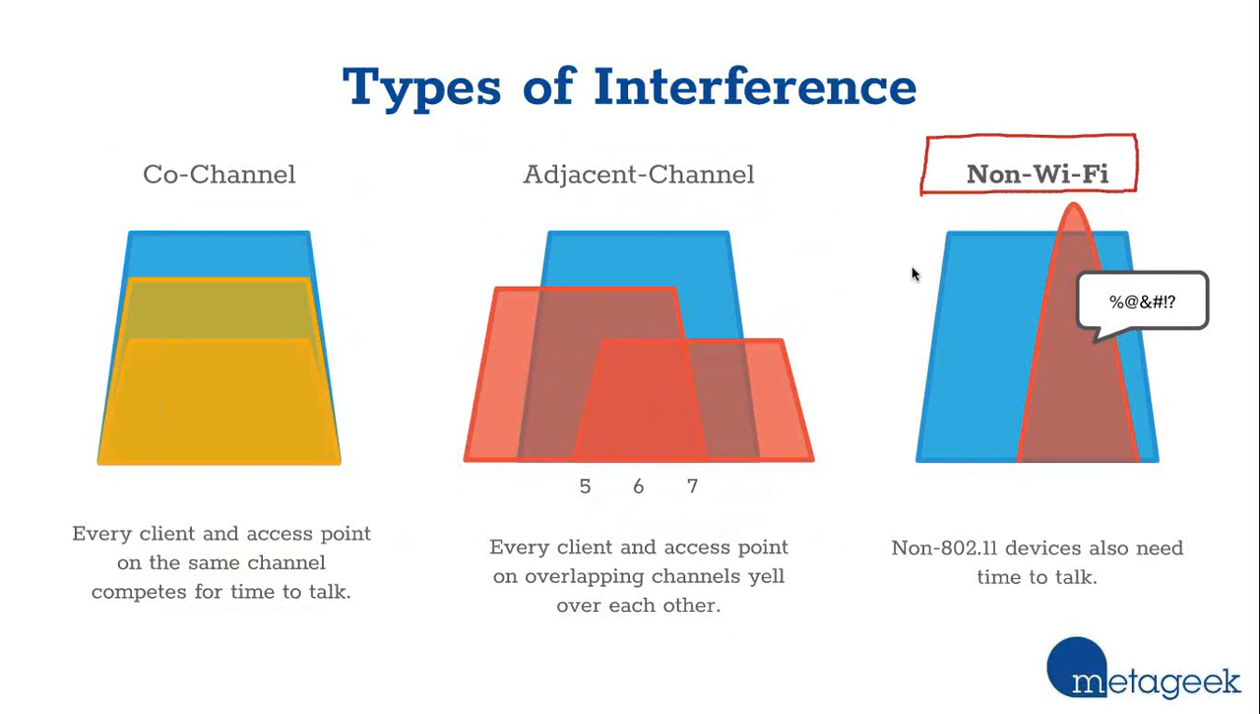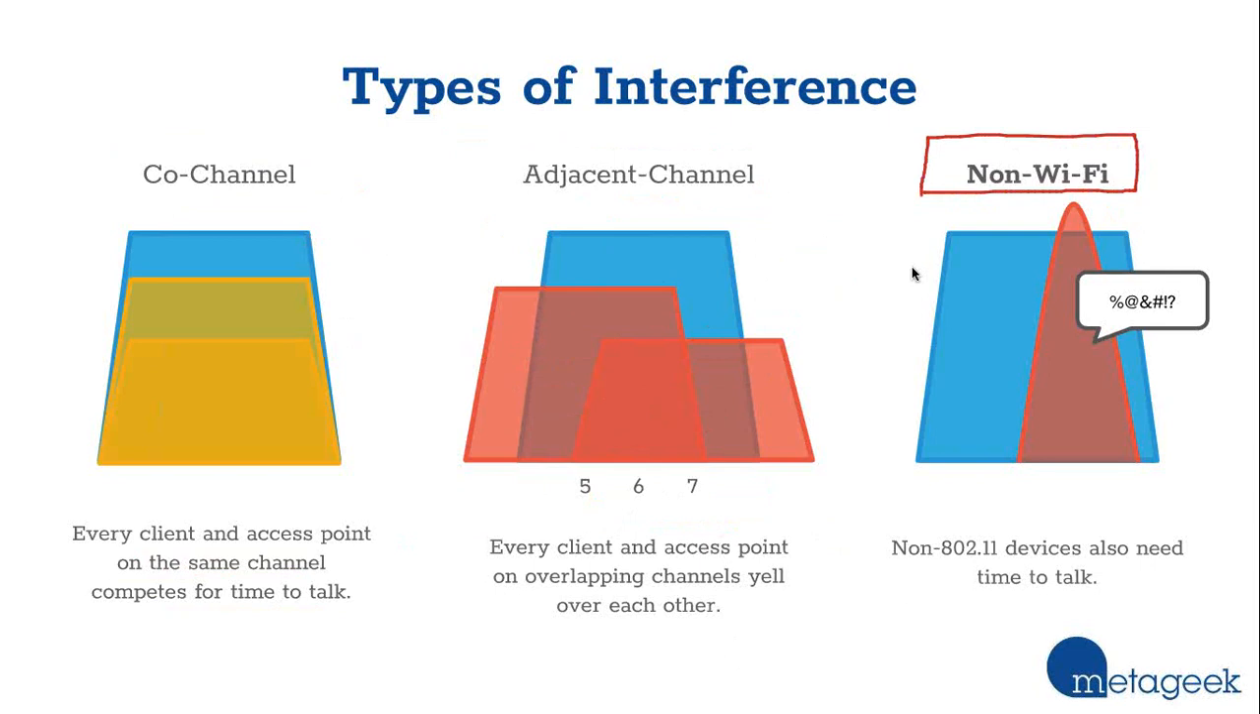Non-Wi-Fi interference comes from things like microwave ovens and cordless phones and wireless video cameras and baby monitors and Bluetooth devices and Xbox 360 controllers. And I could go on for several minutes. There's tons of stuff in 2.4 that can potentially interfere with our wireless networks. And so we've got to watch out for those.